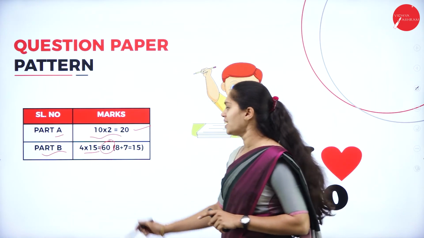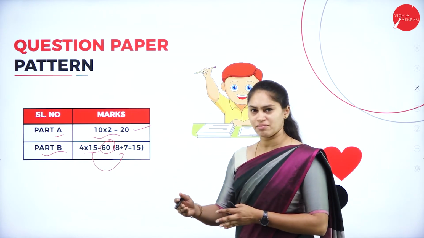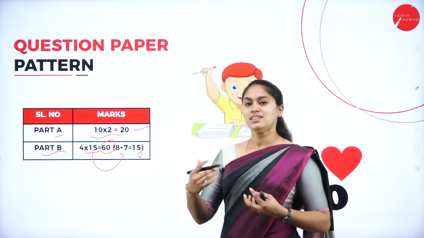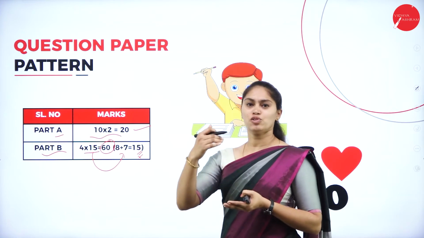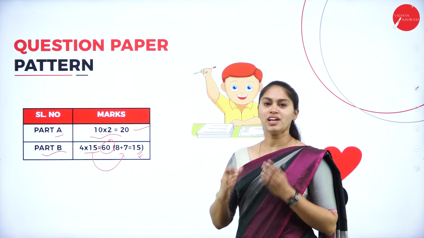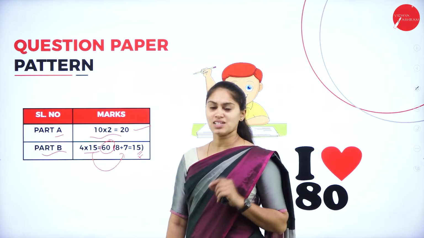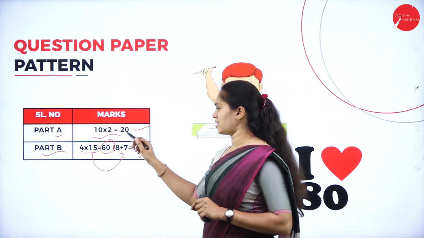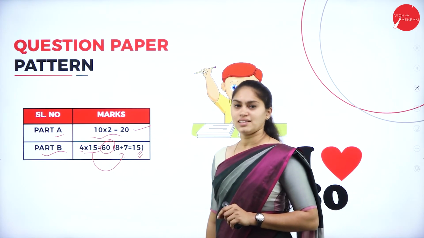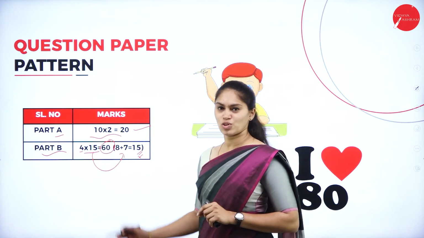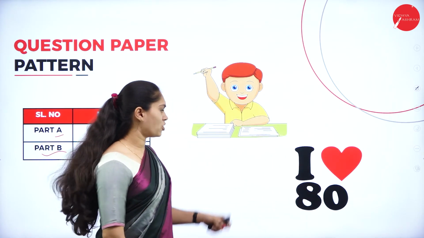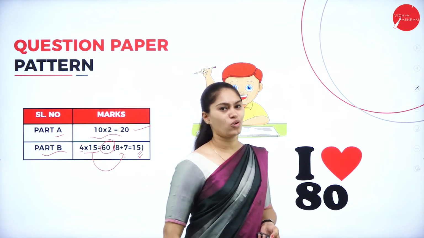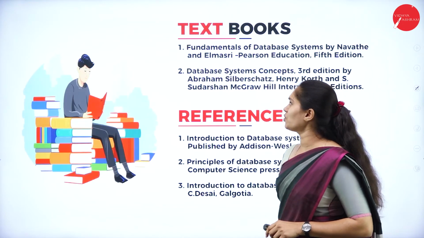In the 15 marks, again it will be distributed like 8 plus 7 is equal to 15. We can't predict that it will always be 8 plus 7. There might be a chance of splitting the 8 into 4, 4 or the 7 into 3, 4. Totally each question carries 15 marks, and you have to answer 4. Then 15 into 4 will be 60. So part A is for 20 and part B is for 60. Totally it will be for 80, and I want all my students to get 80 on 80 from this subject. This is regarding the question paper pattern.